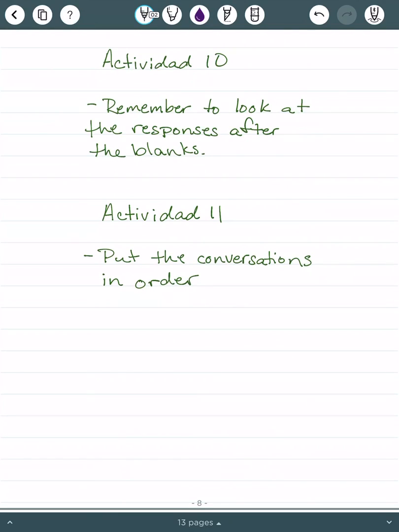All right, activity 10, let's see. Oh, okay, so that one's really straightforward. I did want to remind you guys to not forget to look at the responses after the blanks. That makes these things a lot easier. Activity 11, that one's really self-explanatory. You're going to put the conversation in order. Use your vocabulary list.